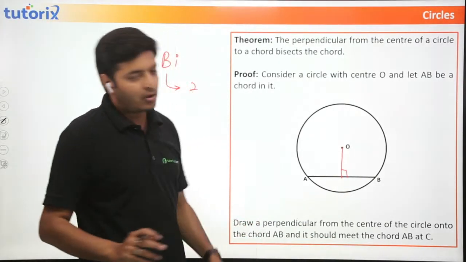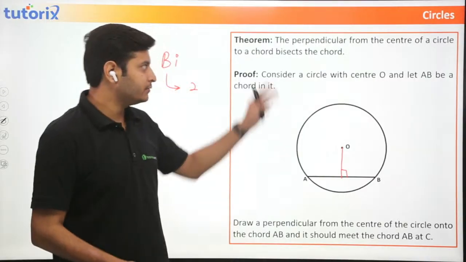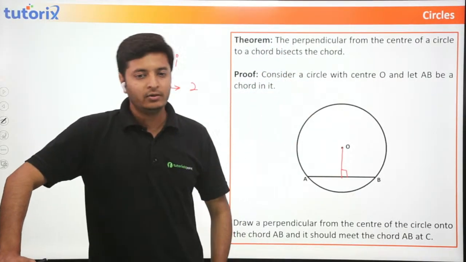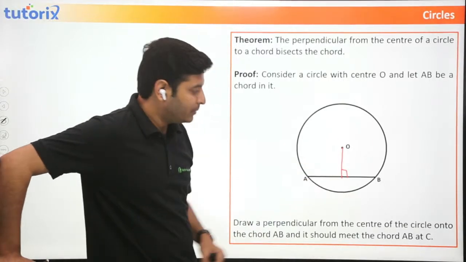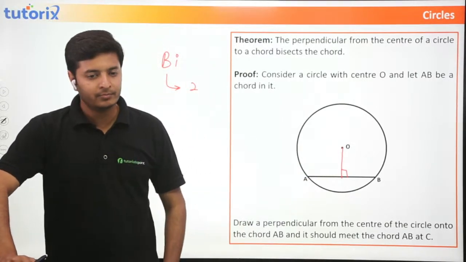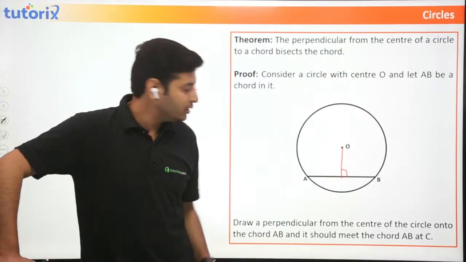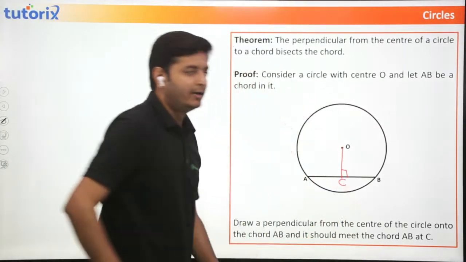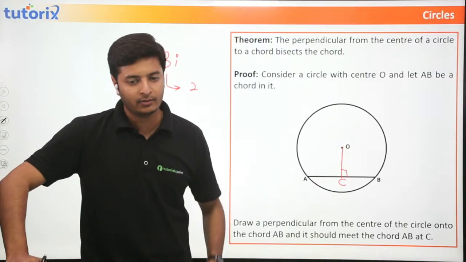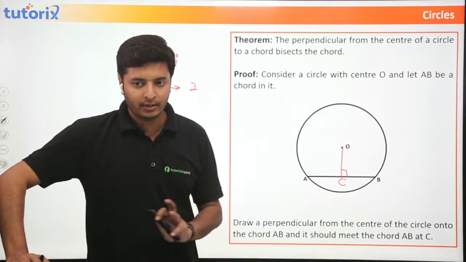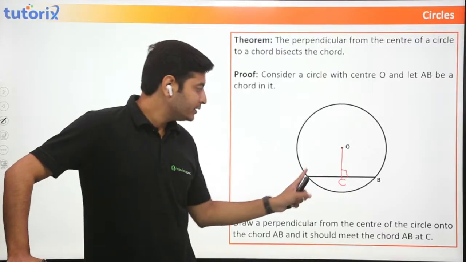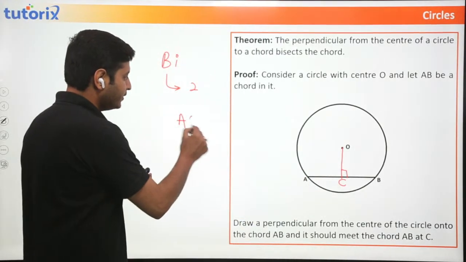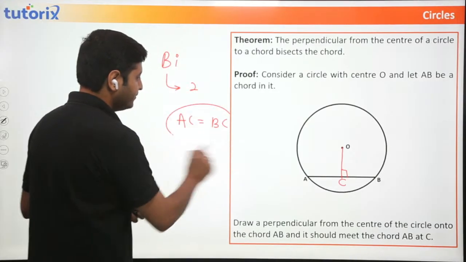Now, draw a perpendicular. Why are we drawing a perpendicular? Because of this statement: first we need to draw the perpendicular from the center of a circle to the chord. So this is the perpendicular from the center, and it is going to meet AB. We name this point as point C. So OC is the perpendicular. Now, how to prove that AC and BC are equal? Bisecting means we need to prove AC is equal to BC.